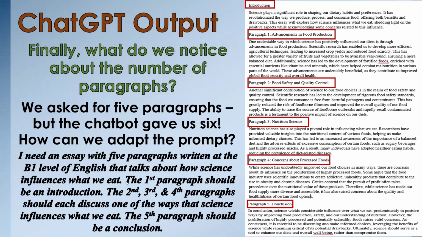Now, we talked about the importance of being specific with the AI. Here we see an example of this. The first paragraph should be an introduction. The second, third, and fourth paragraphs should each discuss one of the ways that science influences what we eat. The 5th paragraph should be a conclusion. So now I've specified for the AI exactly what I want.